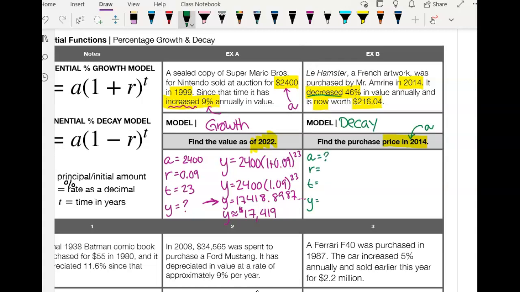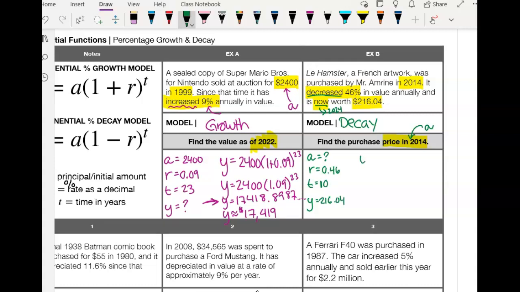So I don't know my A value because that's going to be in 2014, and they didn't tell me that information. All right. It's decreasing by 46%, as a decimal, it's 0.46. The time, well, they're talking about now, so the current year right now is 2024. So that's been 10 years has gone by. And we now know that after 10 years, when I plug in 10, right, I get out $216.04. So do you see how we filled out all of our information?